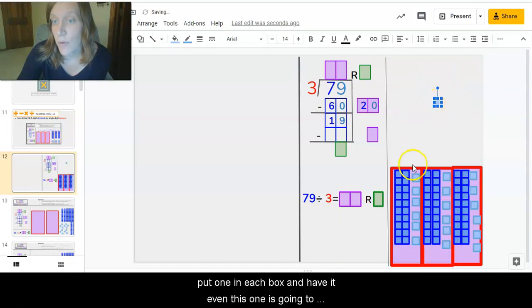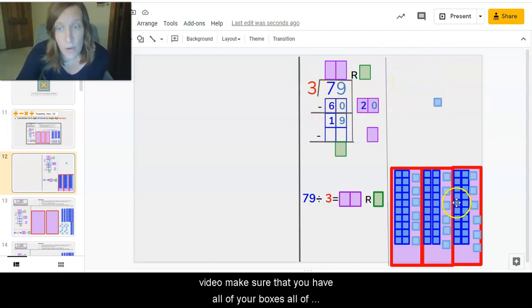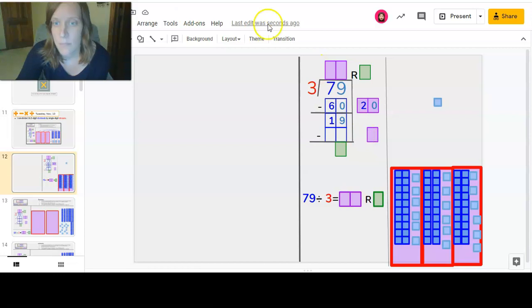So since I can't put 1 in each box and have it even, this 1 is going to stay out here. I'm not going to put it in a box. Pause the video, make sure that you have all of your boxes, all of your squares inside of your red boxes as well, and then come back and we will finish this part of our problem.